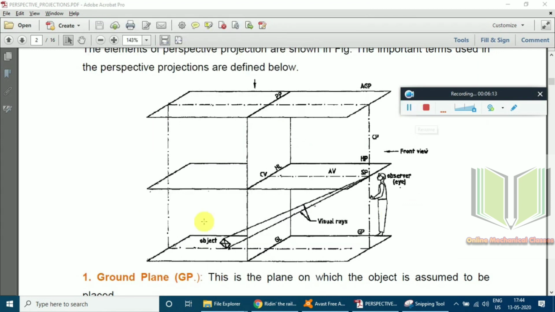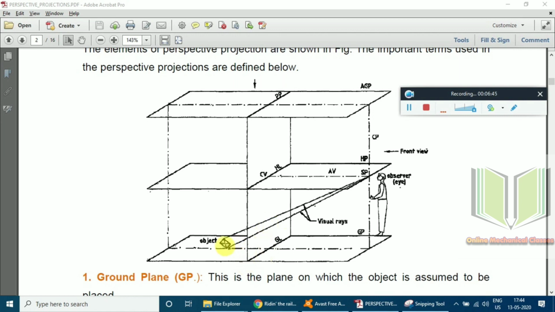First I'm starting with the picture plane and ground line. Just consider that there is a point in the third quadrant. So I'm placing the object here. This is the picture plane, and this is the ground line. The observer is viewing here, so this point will be projected on this picture plane. It will be projected here, which means it is above the ground line.